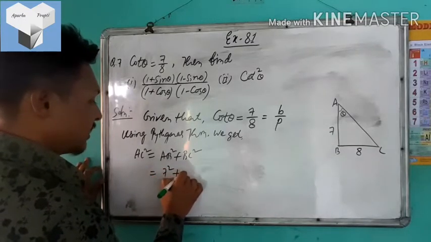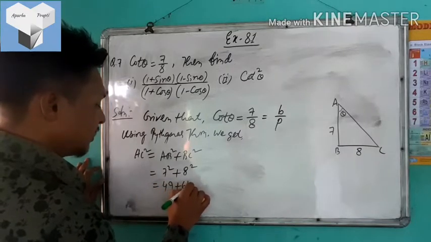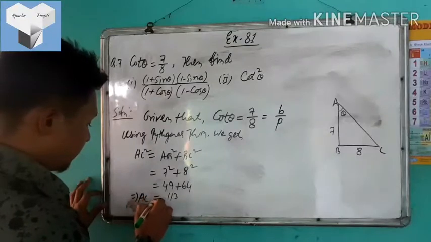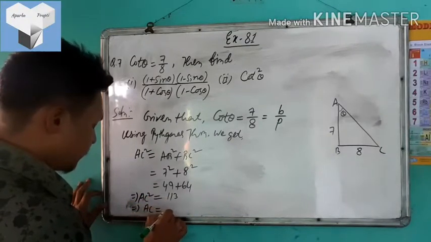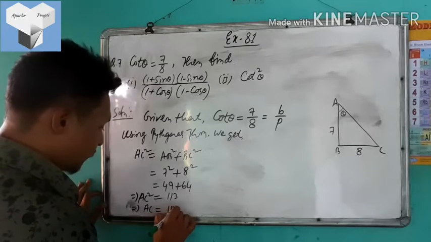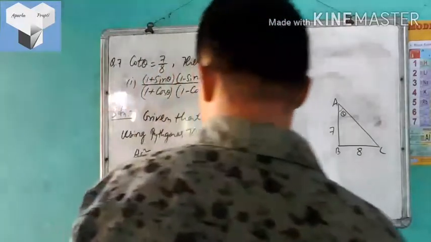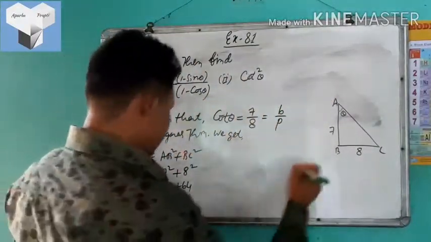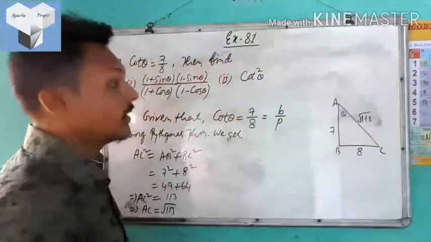7 square plus 8 square is equal to 49 plus 64, so the square of AC is 113. Hence AC equals the square root of 113. This is the value of AC. This is not a perfect square, so it does not matter. What we have found we shall place here, that is, the square root of 113. So this is the value of AC.